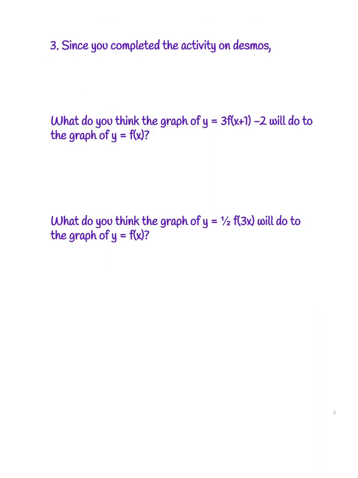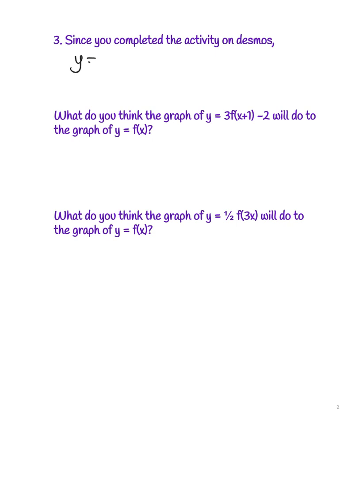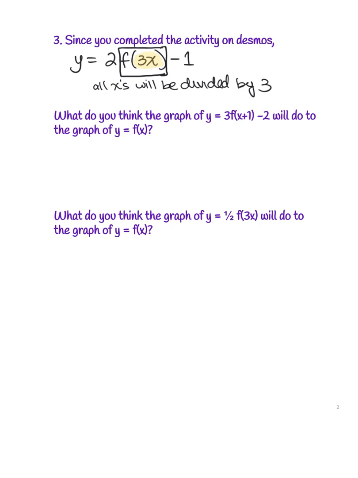Hopefully what you noticed on Desmos is that anything being done on the inside of the function happens to x in an opposite way, and anything on the outside of the function happens to y in the same way. So for example, if you have y equals 2 times a function, and maybe we'll put 3x minus 1. I like to box the function itself, and then anything that's on the inside. Inside of the function affects x oppositely. So in other words, all x's will be divided by 3. But anything on the outside of the function happens to y in the exact same way.